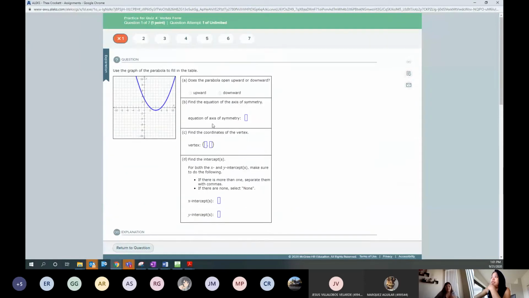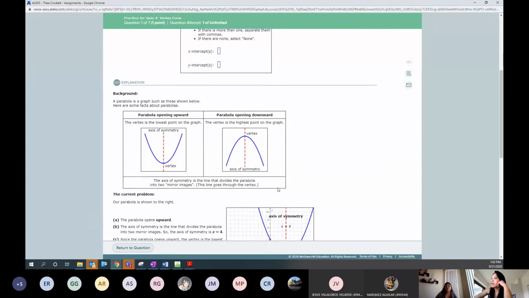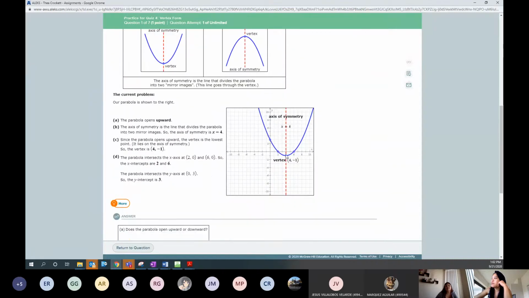Our question for number one is using the graph of the parabola to fill in the table. The table is here on the right side, and this parabola. When a parabola opens upward, the two arms, if you put arrows in there, are going to be pointing upward. And on the second one, this parabola is going to be opening downward. The axis of symmetry is the line that crosses the vertex. So it's always the first number of your vertex.